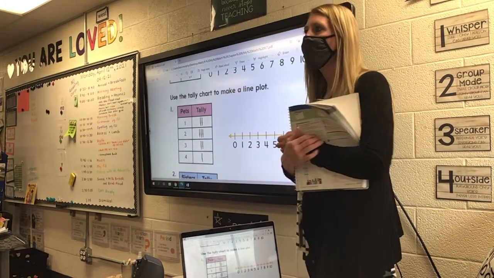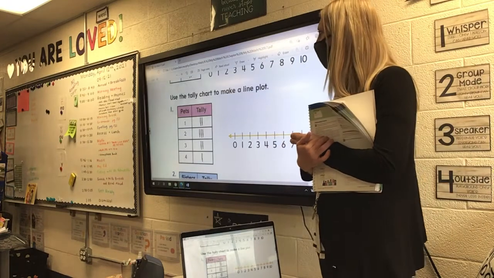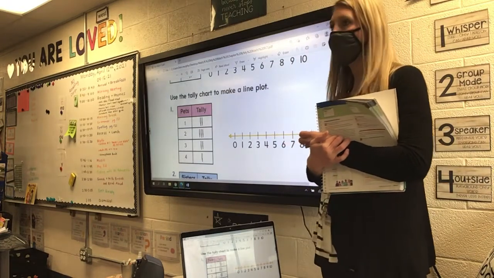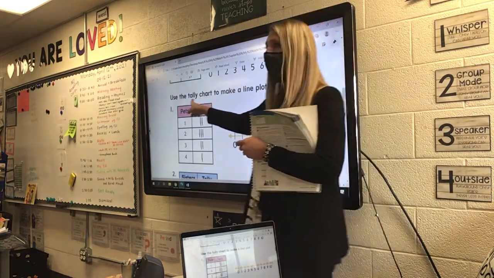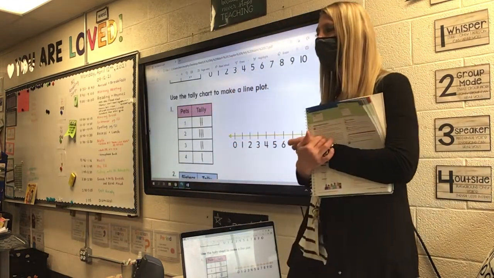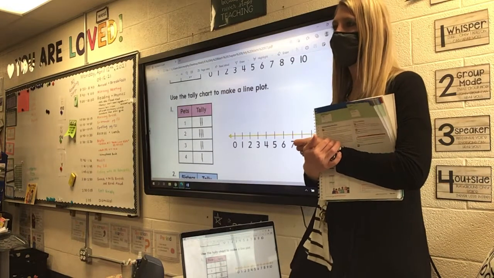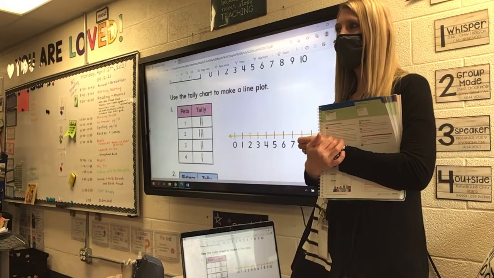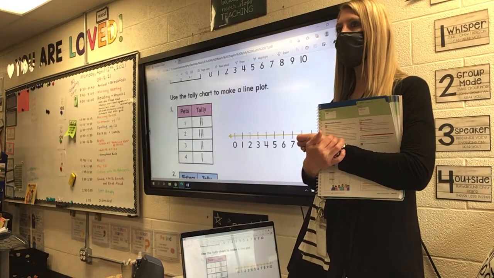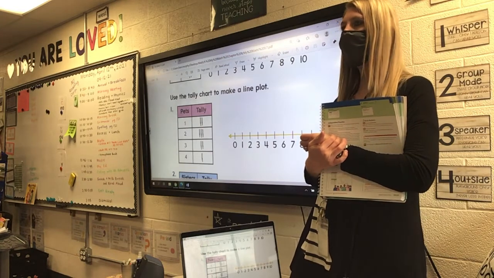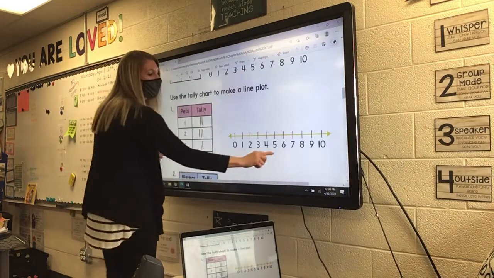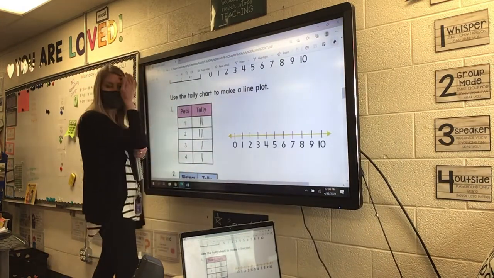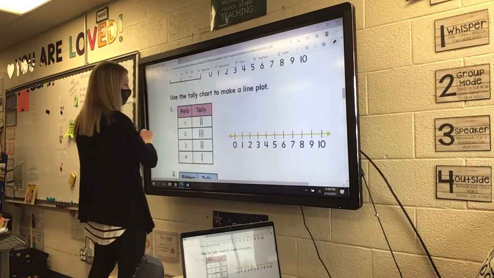All right, on number 1, we're going to use the tally chart to make a line plot. Now let's look at our charts. Over here, what are we trying to figure out? Cats, dogs, kids, what, Corla? Pets. So Mrs. Murphy's going to label this over here, and I would like you to label it pets. We're trying to figure out pets. Number of pets, it looks like.